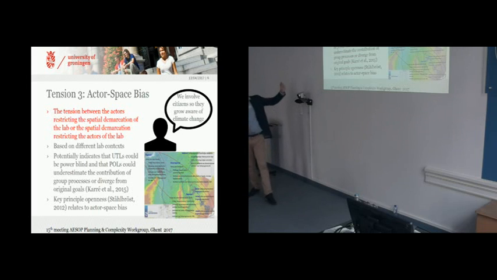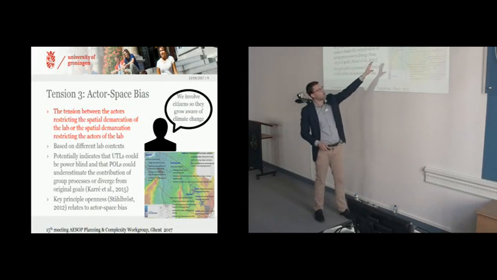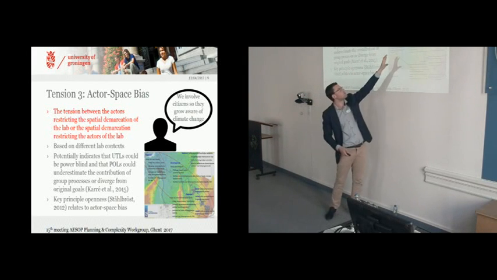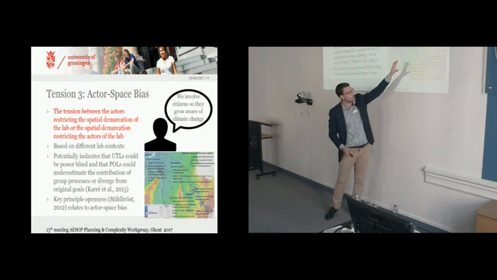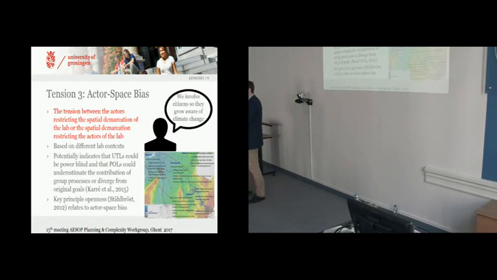And what if you get passive actors? It can be tough. So this potentially indicates that UTLs could be power blind, but it also could mean that POLs could underestimate the contribution of group processes, because they say, well, we switch actors all the time. And the illustration I have here is from the Spatial Adaptation Lab again. We involve citizens so they grow aware of climate change. So there's this multi-level approach to the lab. They have the provincial level, above regional level, a regional level, a local level, and a project level. And all the time, this actor space bias is redetermining how this lab functions. So this can be tough.